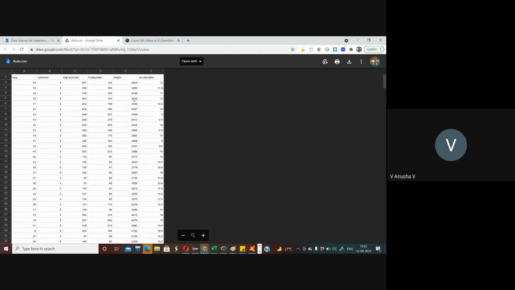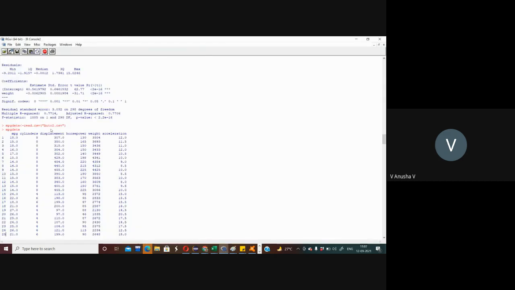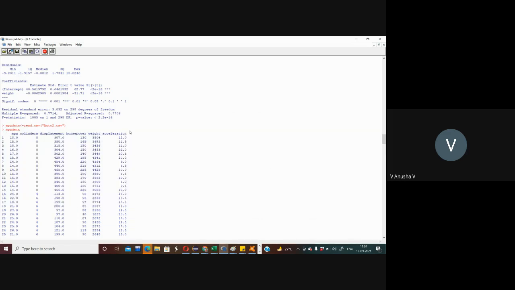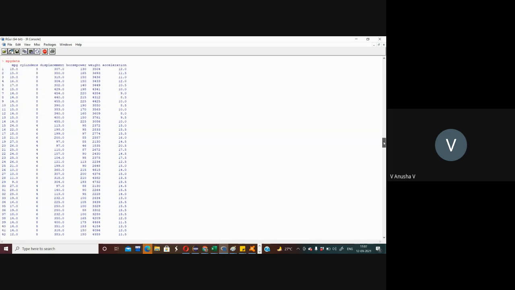So this is my data set. What I'm doing here is I have just renamed that file to auto2.csv, and I'm just saying read.csv of auto2.csv, and that data is getting stored in mpg data. Whenever I call the mpg data variable, I will be getting this whole thing displayed. Here, if you see, there are no missing values actually.